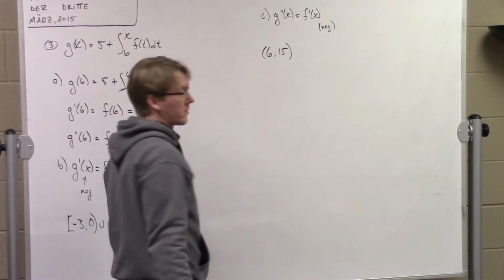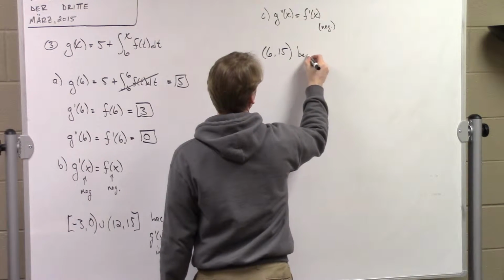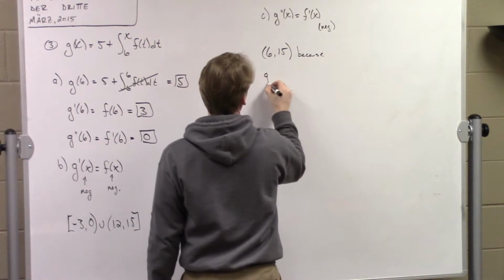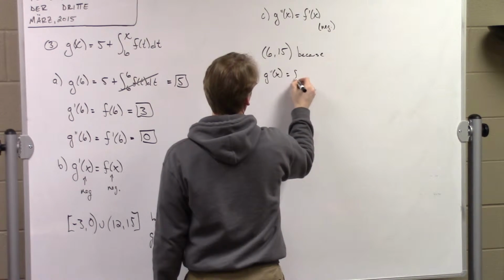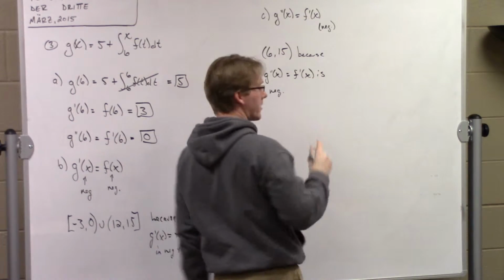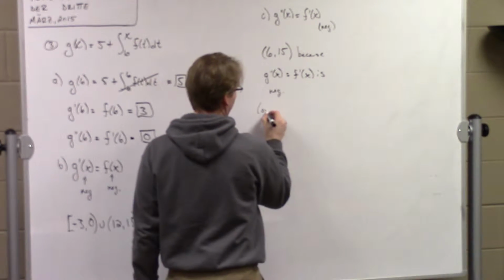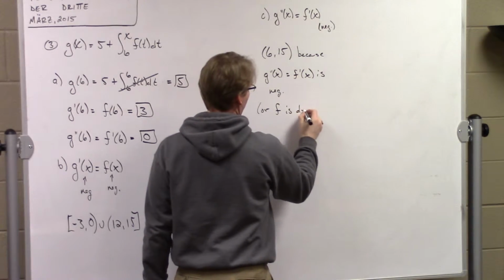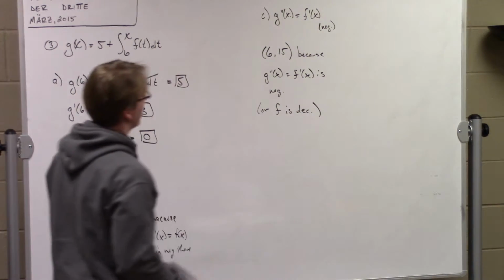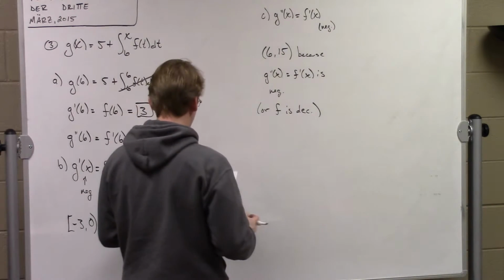Both of those are exclusive. Okay, 6 to 15, because G double prime of x, which is F prime of x, is negative. You could have also said F is decreasing there. Some of y'all like to use the words decreasing and negative interchangeably, and they are not. Okay? They are not.